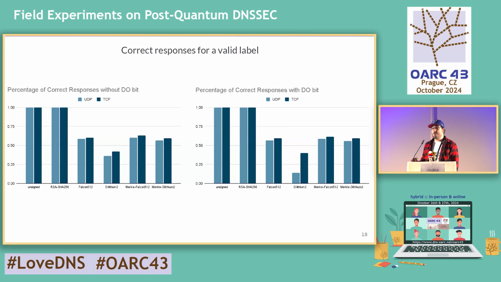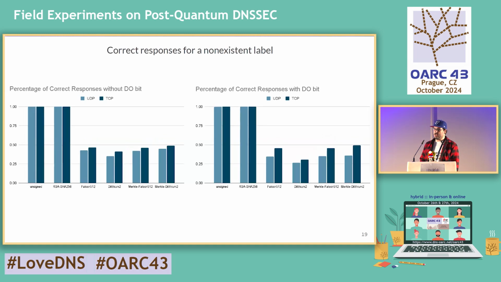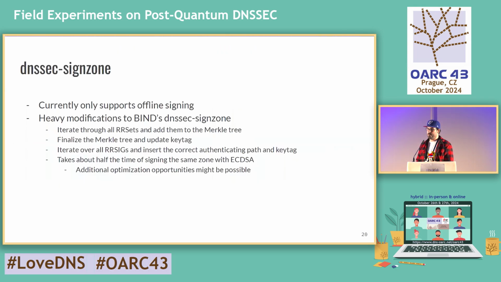But that being said, we do see a win for Merkle trees here. If you look at the case on the right where the DO bit was set, when using Dilithium 2, it has a really bad success rate over UDP, or correct response rate over UDP. But when you compress it with a Merkle tree, it matches stock Falcon as well as Falcon compressed with a Merkle tree. So that's quite nice. And when you look at the non-existent label case, it's a similar story. We upgrade Dilithium's correct response rate to match that of Falcon, which is quite nice.